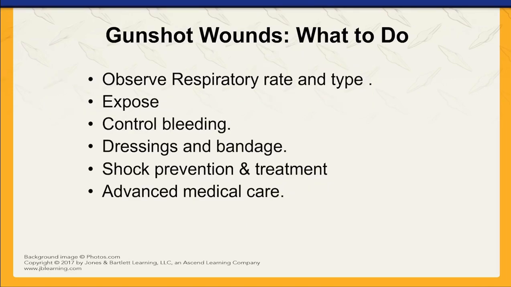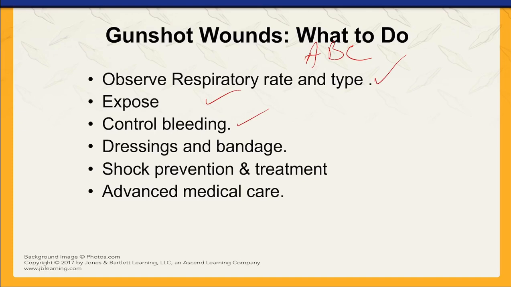So what do you do when you have a gunshot wound? First of all, again, ABCs. Don't forget: airway, breathing, and circulation. Monitor that person's breathing. Expose the wounds. Control the bleeding with direct pressure.